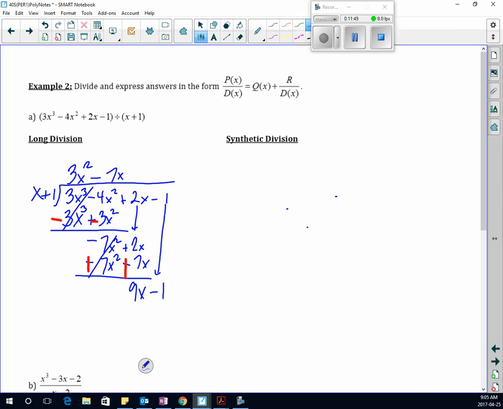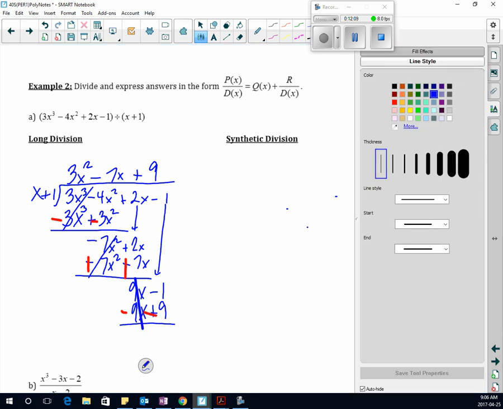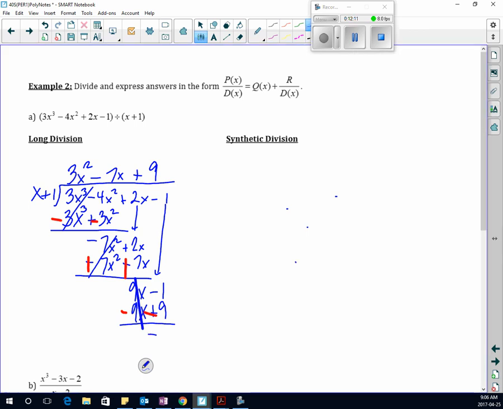How many times does x plus 1 go into 9x? 9, right? So then we get 9x plus 9. Then we subtract. Yes? These cancel. That should happen. And what's my remainder? Negative 10. So then you can write it as minus 10 over x plus 1, and then that's your final answer there. Does everybody see how I did that?